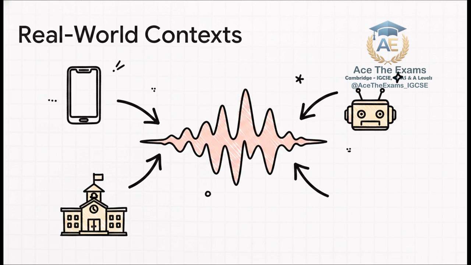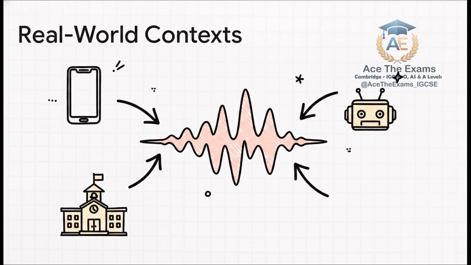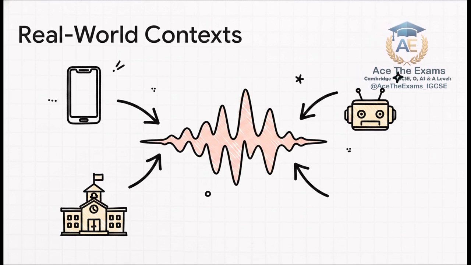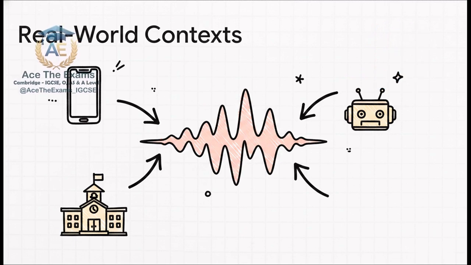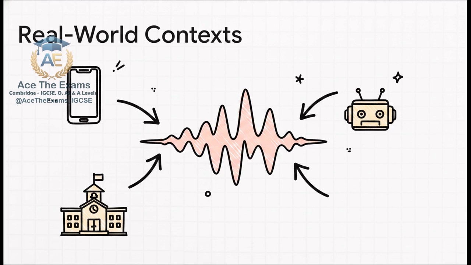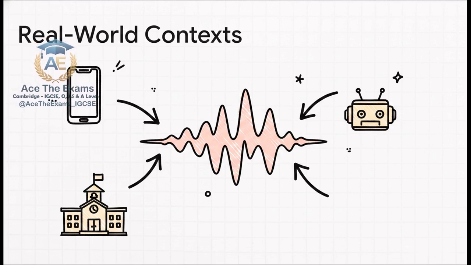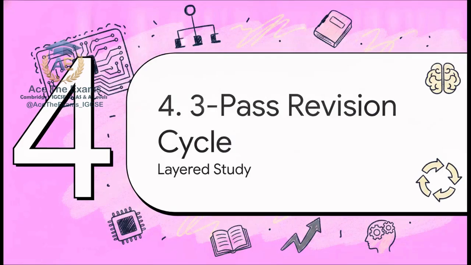For instance, a basic security robot might only need low-resolution audio just to detect if a loud noise happened. But a premium music streaming website, that needs ultra-high resolution. Showing these links helps you remember the real reason for using a concept and the trade-offs of choosing one method over another. All right, on to Section 4, the 3-pass revision cycle.